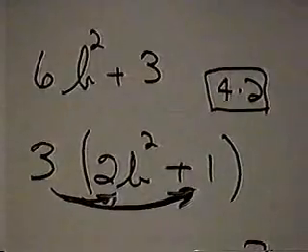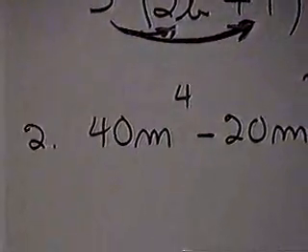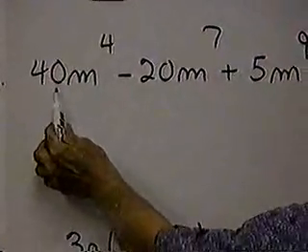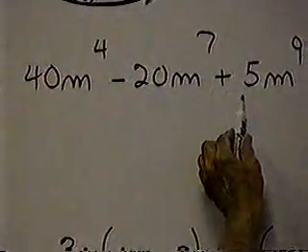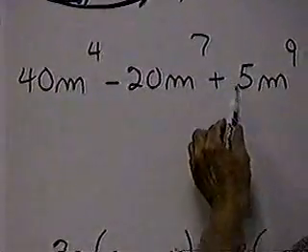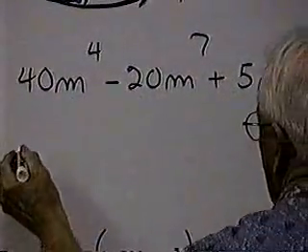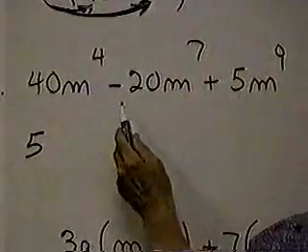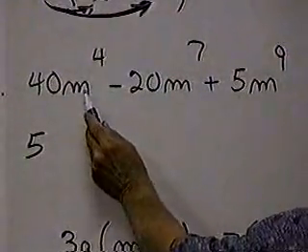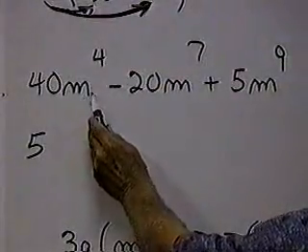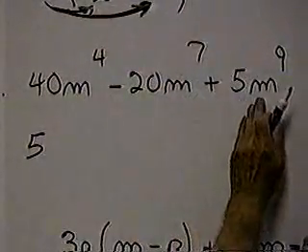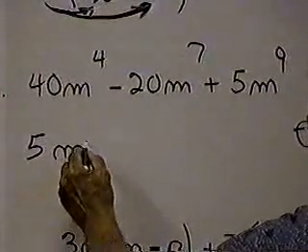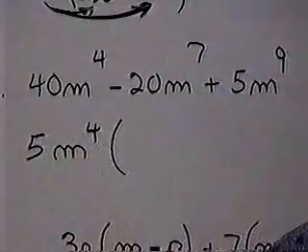So let's look at example 2. All right, what will go into the numbers? Well, 5 will divide into everything, so we'll take a 5 out. And then M. Now this is 4 M's, M times M times M times M. This is 7 of them, and this is 9. So the smallest number's the only thing we can divide out. So we'll divide out that.